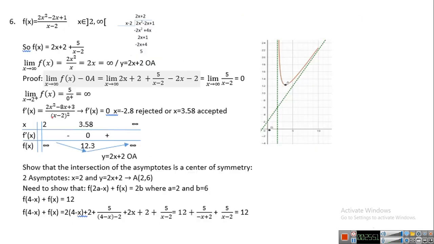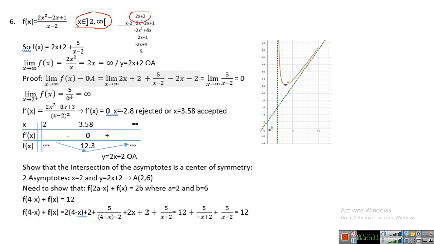Okay. Here another problem. But here, I want to start from 2 till infinity. So I cannot put minus infinity from now on. So if you do the division, because the degree above is bigger, y can be written as 2x plus 2 plus 5 over x minus 2.